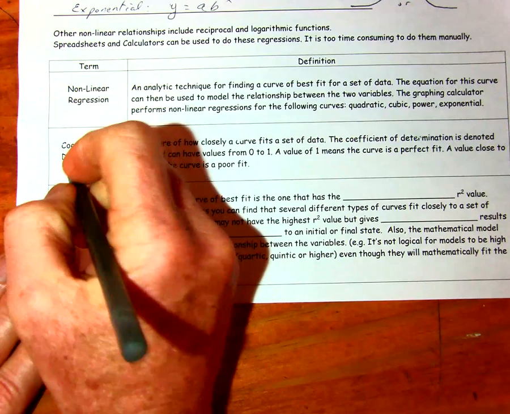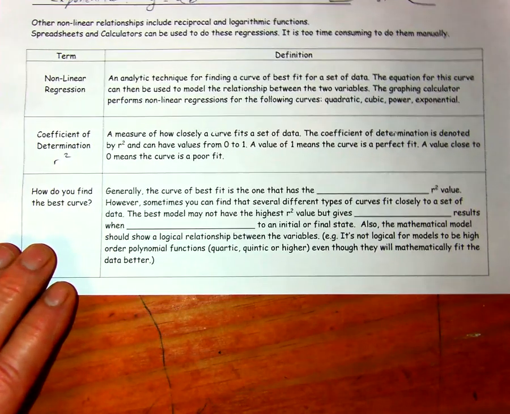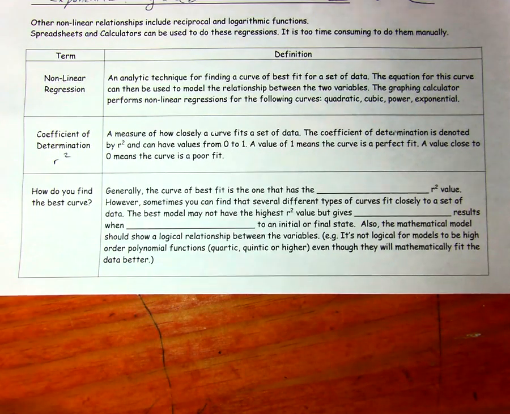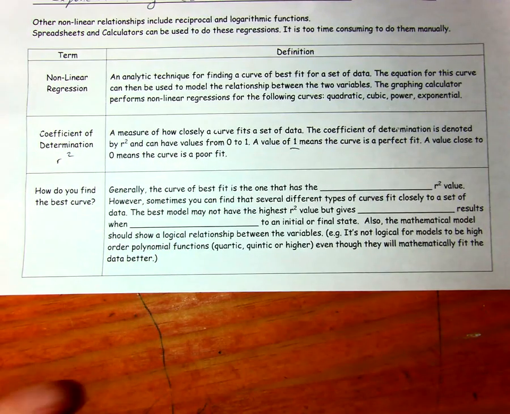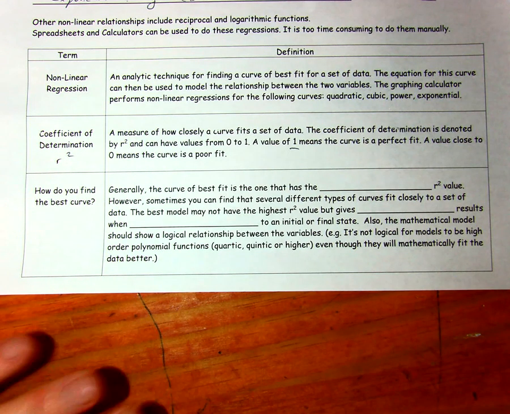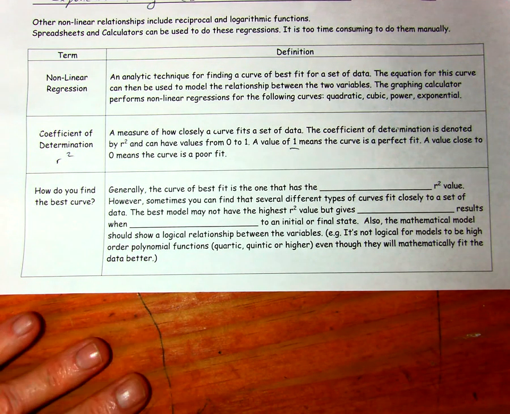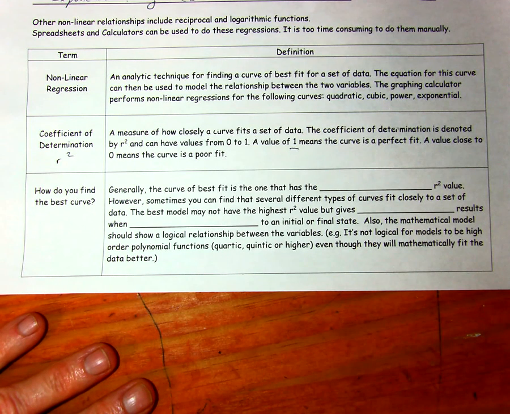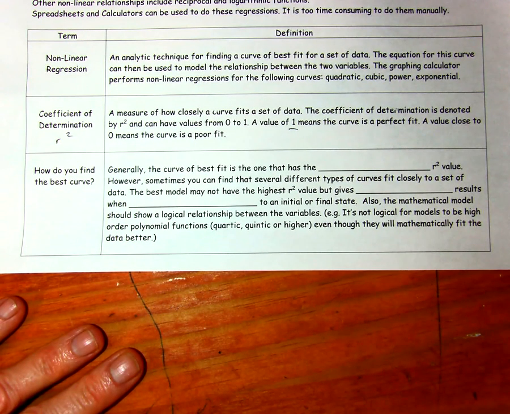Our tool is going to be the coefficient of determination, which is the r squared value. We talked about that before. It's always a value between 0 and 1. A 1 means this is the perfect model. Every single data point lies on this curve. And a model of 0, well, you're not going to get 0, but anything close to 0 is going to be a very, very poor fit.